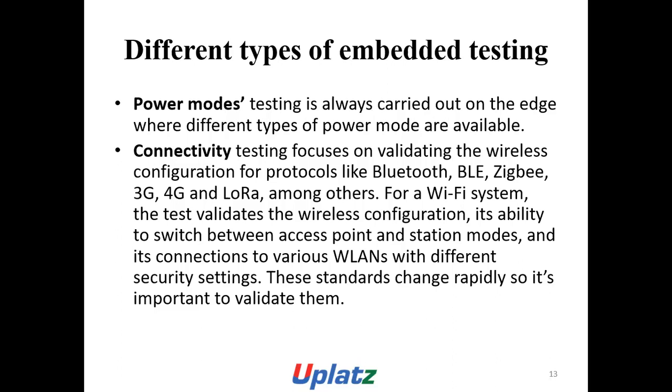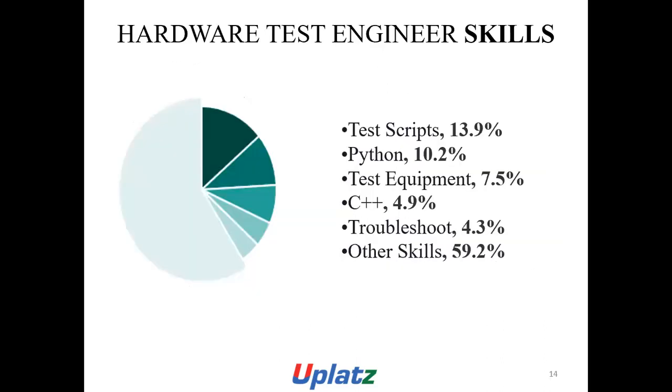Connectivity testing focuses on validating the wireless configuration for protocols like Bluetooth, BLE, ZigBee, 3G, 4G, and LoRa, among others. For a Wi-Fi system, the test validates wireless configuration and its ability to switch between access point and station mode and its connection to various WLANs with different security settings. These standards change rapidly, so it is important to validate them.